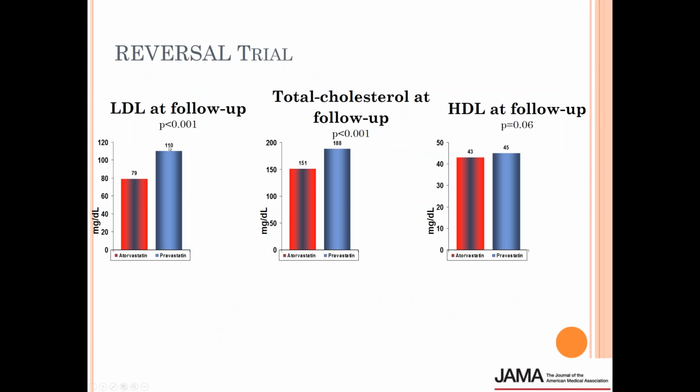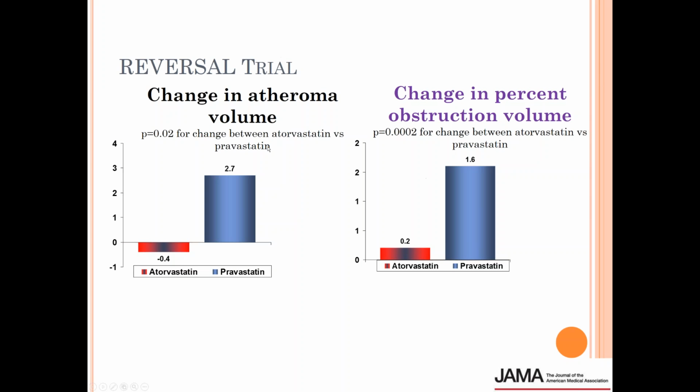Here you can see the changes in LDL, so mean LDL of 110 at follow-up in the pravastatin group versus 79 in the atorvastatin group. Total cholesterol was also lower in the atorvastatin group, and HDL was about the same in both groups. Change in atheroma volume, looking at IVUS, there was a larger change in the atorvastatin group versus that of the pravastatin group, and change in obstructive volume was also significantly different in the high-intensity group using atorvastatin.